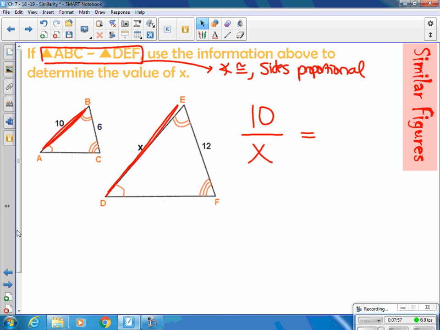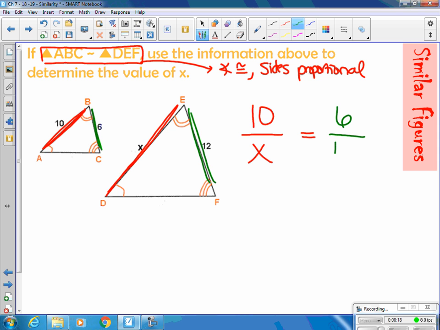Okay, well, let's look here. We were given a 6 and we were given a 12. Do you agree those are also corresponding to each other? I do. 6 is going to go on the numerator because 6 goes with 10. Does that make sense? My numerators are from triangle ABC, and my denominators are going to be from triangle DEF. So what goes with 6? Side 12.